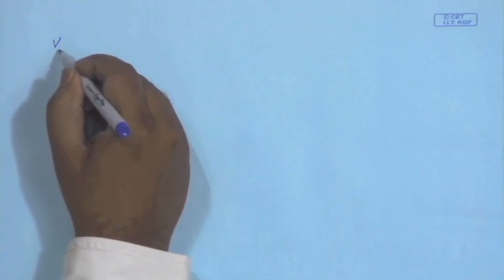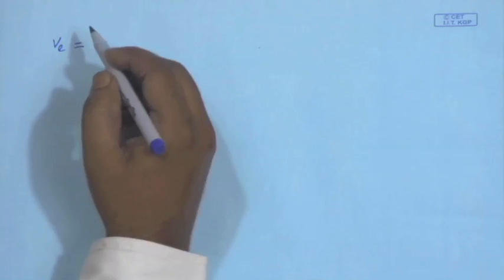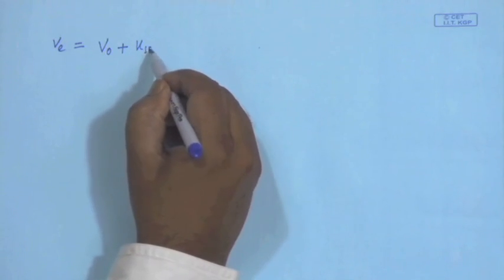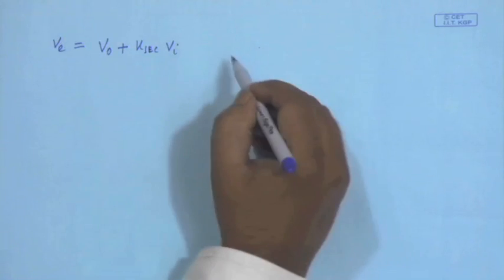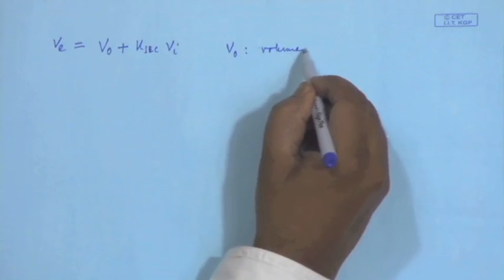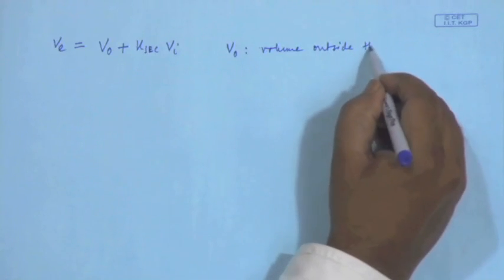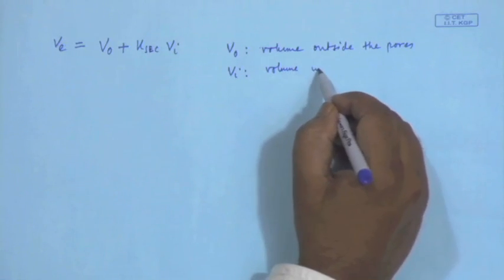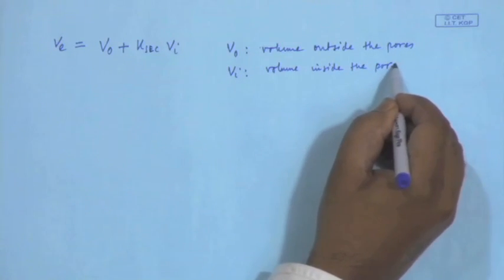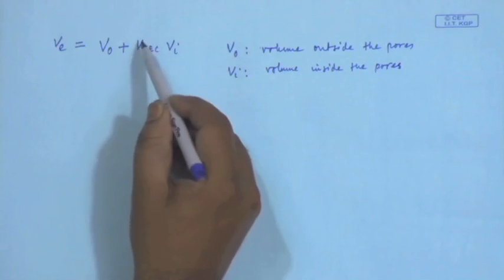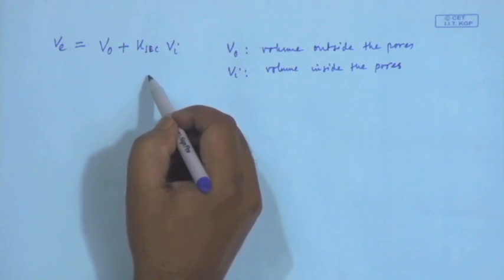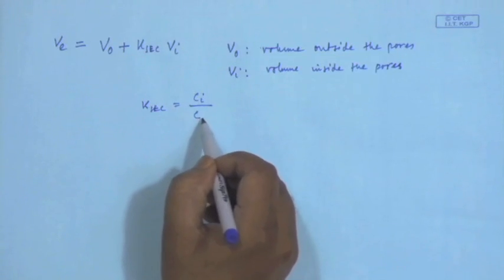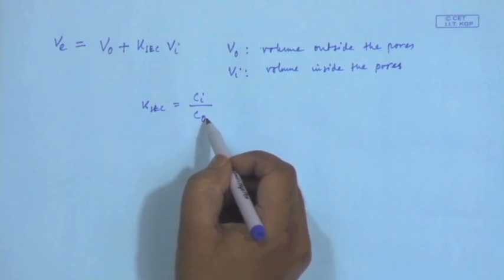If we consider the elution volume V for a particular polymer sample as V0 plus K_SEC into V_i, where V0 is the volume outside the pores, whereas V_i is the total volume inside the pores, and K_SEC is the equilibrium constant, which is given by the concentration of the polymer sample inside divided by the concentration of the polymer sample outside the pores.